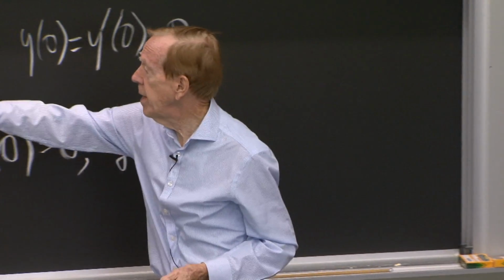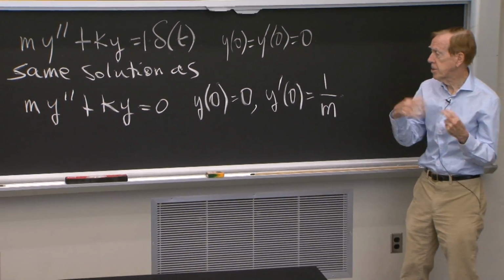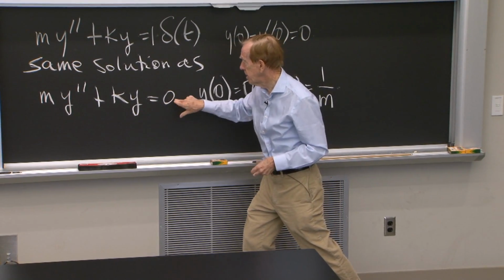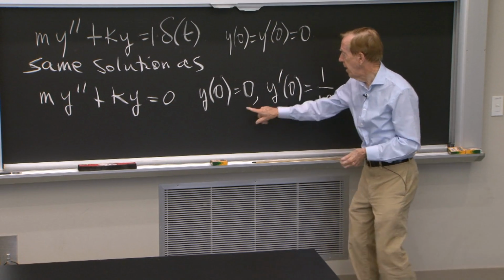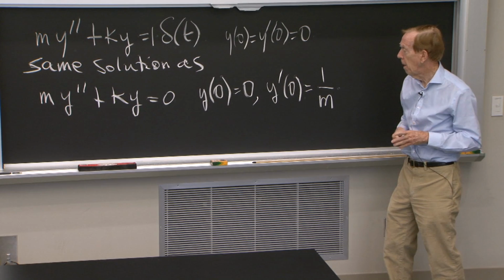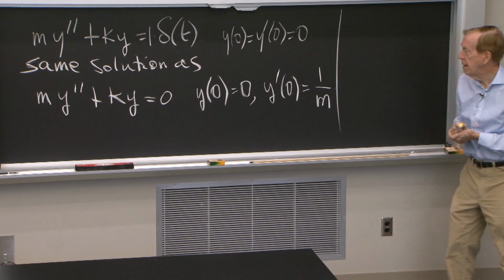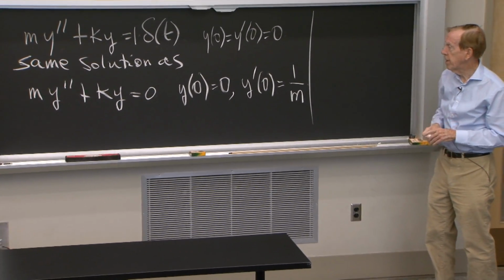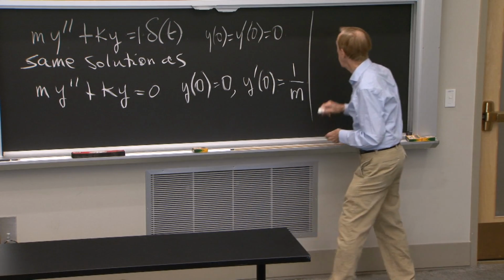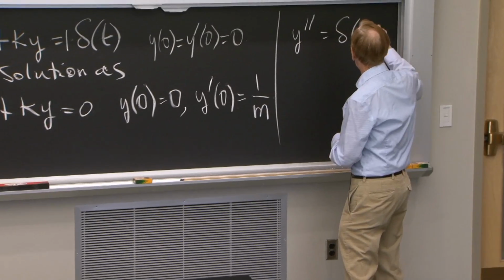We have this equation with this mysterious delta function, and I'm saying that the solution is the same as this equation with no force, but starting from a mass. I'm tempted to take an example to make this point. Let me take an example where the whole thing is a lot simpler. Y double prime equal delta of t.